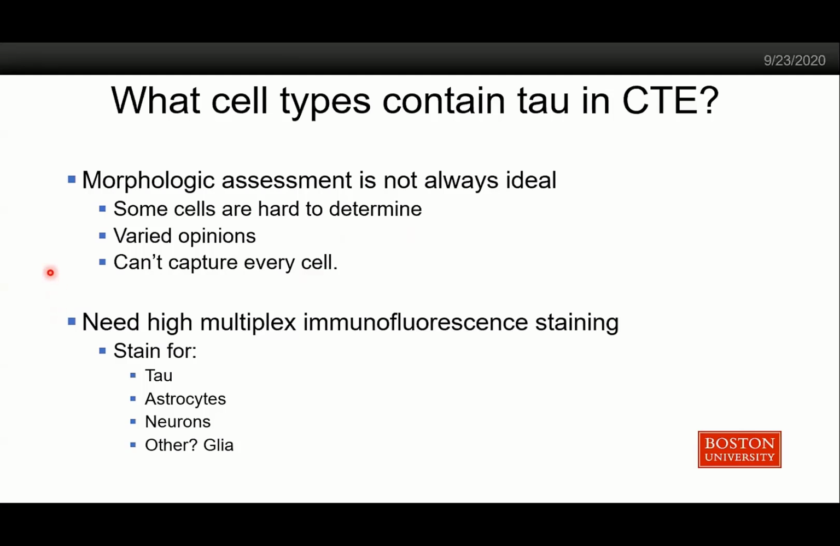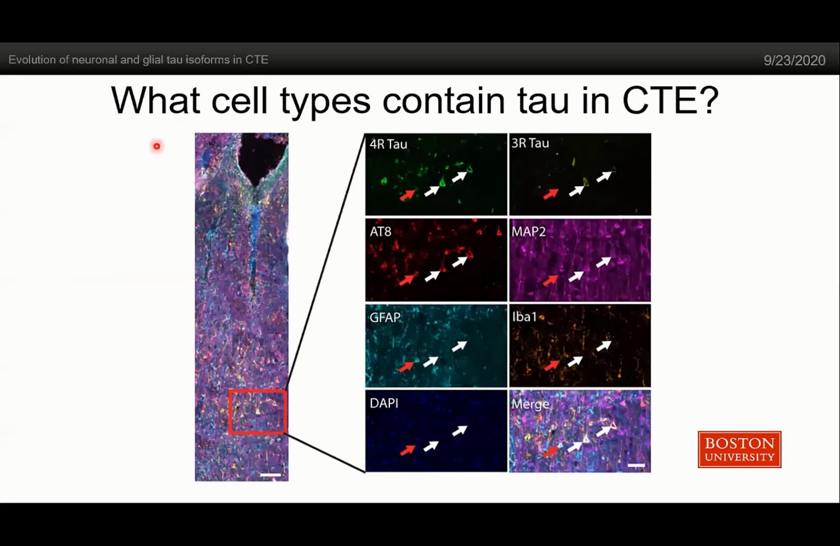So this really shows the need for this high-level multiplex immunofluorescence. We need to stain for multiple different markers of cells, such as astrocytes, neurons, other glia, such as microglia, macrophages, potentially oligodendrocytes, in the same context of tau, 3R tau, 4R tau. And so that's what we did. We did a multiplex immunofluorescence. This is going to be an 8-color stain, 7-color with our merge down here, looking at multiple different markers taken at the depth of the cortical sulcus.